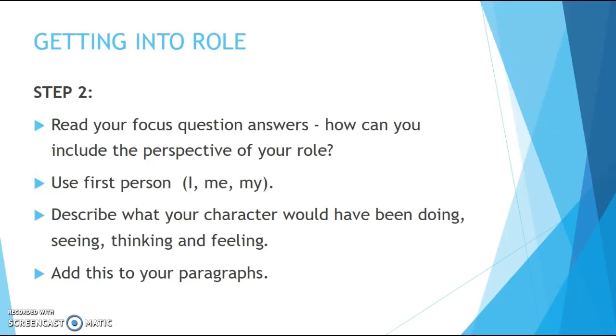So now you've got general answers to your focus questions. You may not be entirely in your role, for example, as a plague doctor. So reread the paragraphs you've just written. How can you include the perspective of your role? Well, one thing is by using first person. I spoke to other plague doctors and asked how they were treating the plague. They were doing blah, blah, blah. However, I thought that doing blah, blah, blah would be better because.